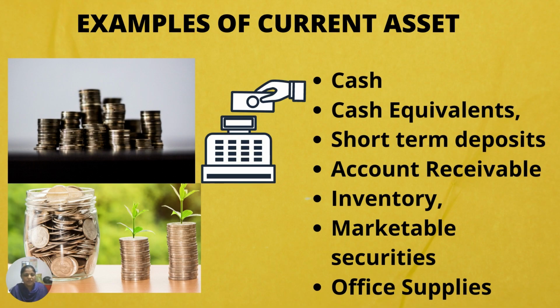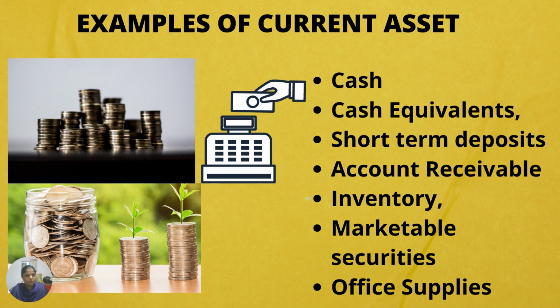Next one is examples of current assets. See the first picture of cash. We invest the cash in the bank. Then the second one is cash equivalents. Cash equivalents are very important for profit. Then short term deposits. When we invest the cash for a short term period, it is known as a short term deposit.